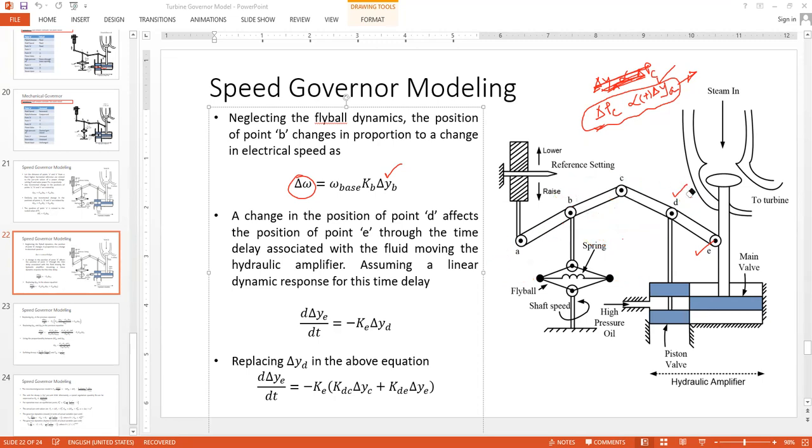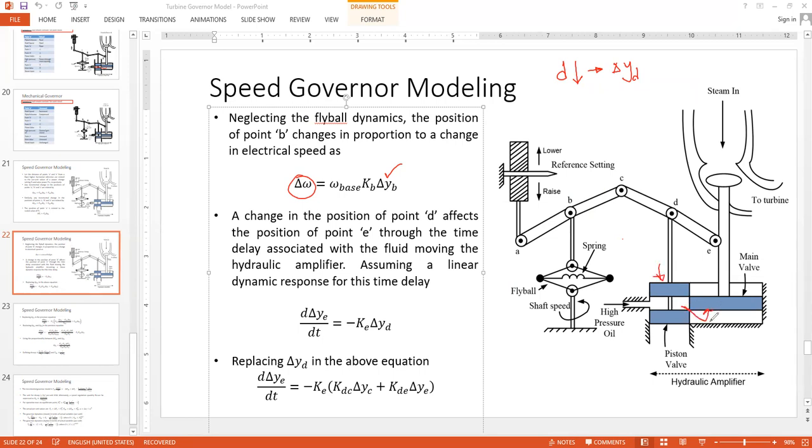So if point D, that means the piston valve position, moves down, what will happen? If point D moves down, that will give us a del yd positive. So if point D moves down, what happens to point E? If point D moves down, the lower channel will be opened, right? This channel will be opened if this whole thing moves downwards.